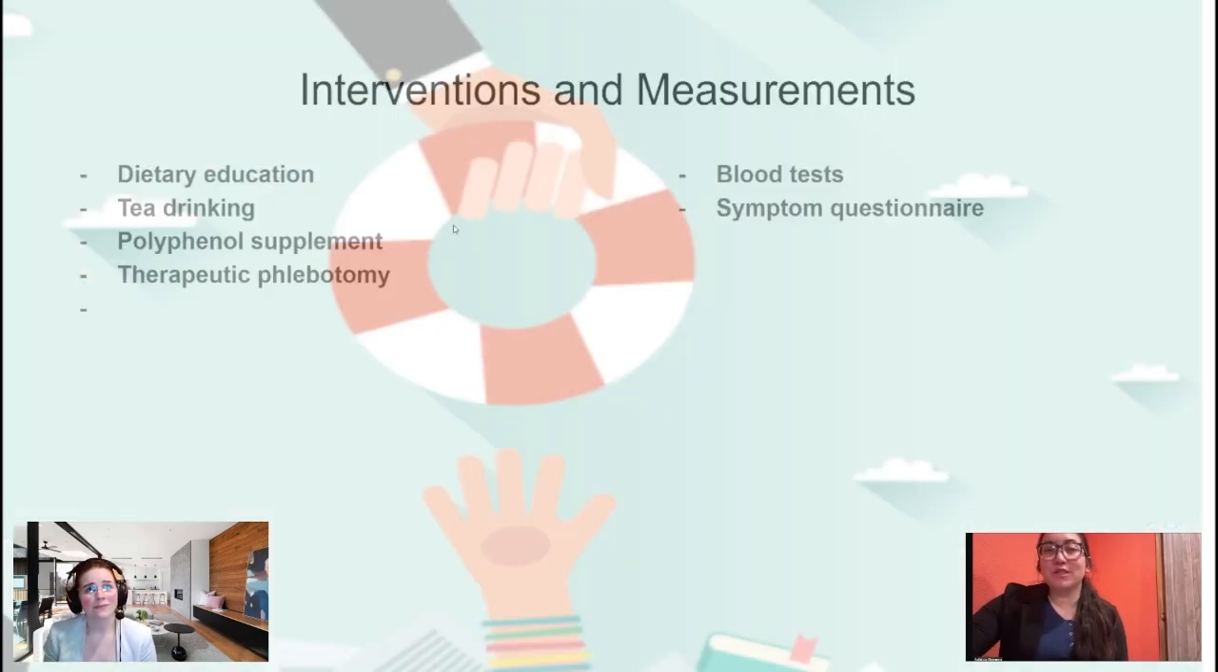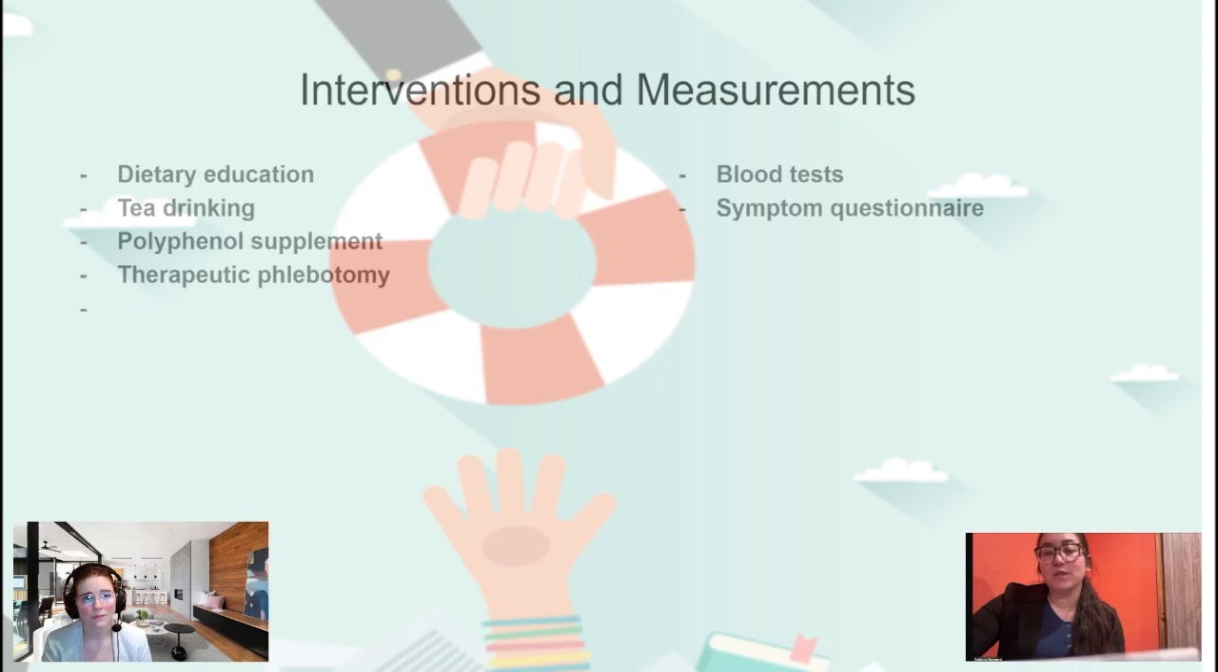So, some interventions and measurements. How can we help patients with iron overload? Interventions for this population include dietary education: avoid high iron foods, and incorporate foods that help reduce iron levels. High iron foods include organ meats, red meats, some seafood, beans, lentils, and vegetables like Brussels sprouts and spinach. Foods that can help reduce iron levels are eggs, some fish, fresh vegetables, and poultry.